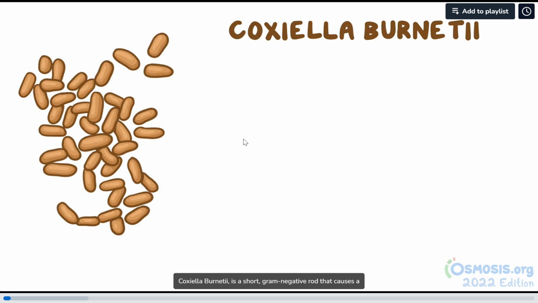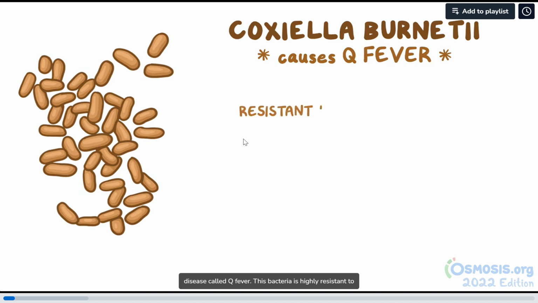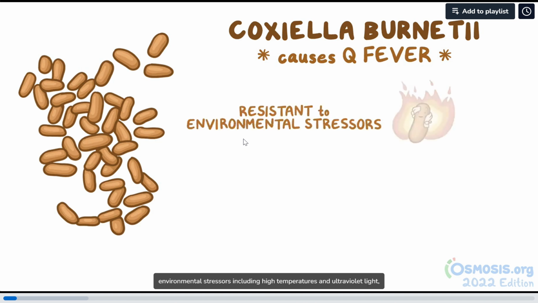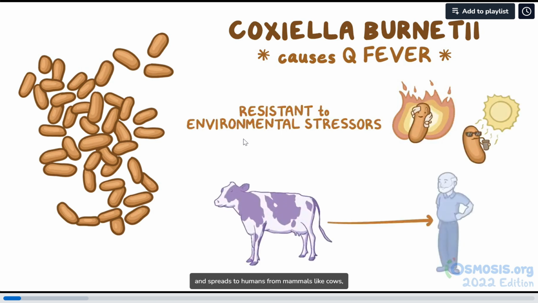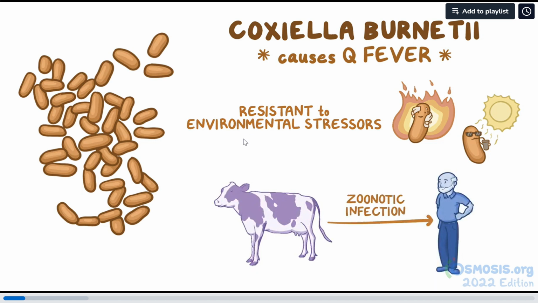Gram-negative rod that causes a disease called Q fever. This bacteria is highly resistant to environmental stressors, including high temperatures and ultraviolet light, and spreads to humans from mammals like cows, so Q fever is considered a zoonotic infection.